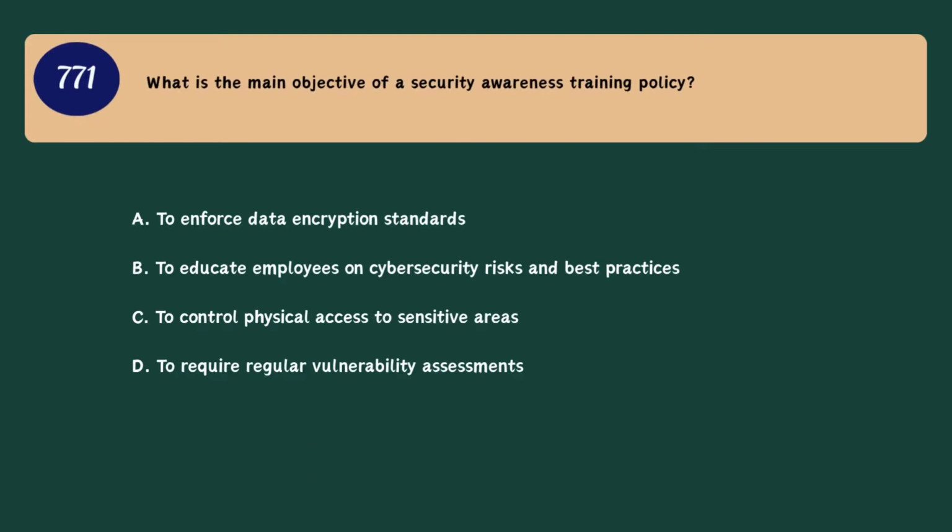Question 771. What is the main objective of a security awareness training policy? A. To enforce data encryption standards. B. To educate employees on cybersecurity risks and best practices. C. To control physical access to sensitive areas. D. To require regular vulnerability assessments.